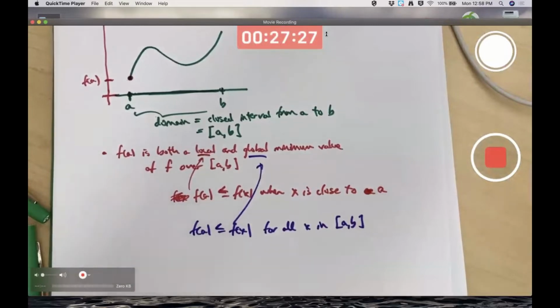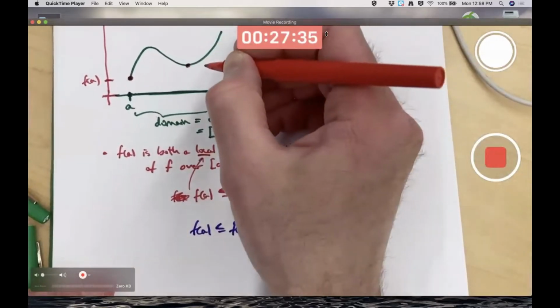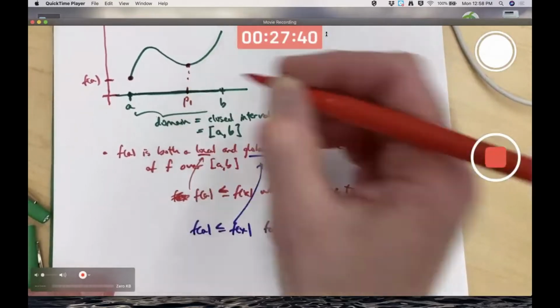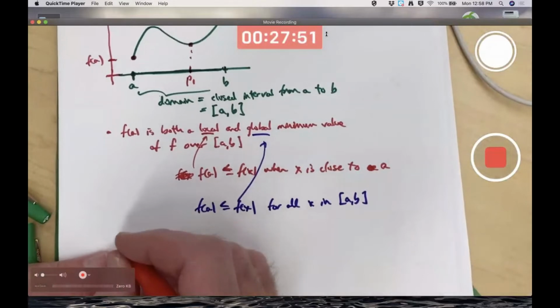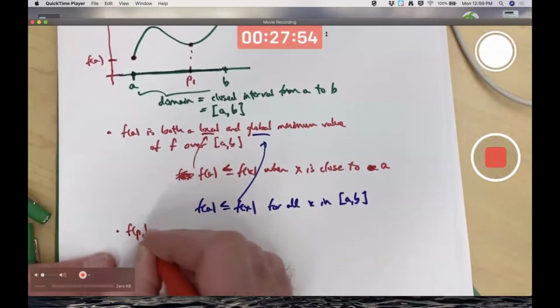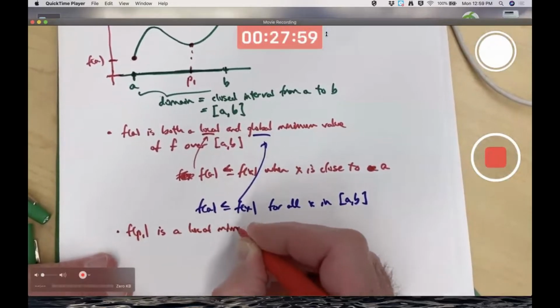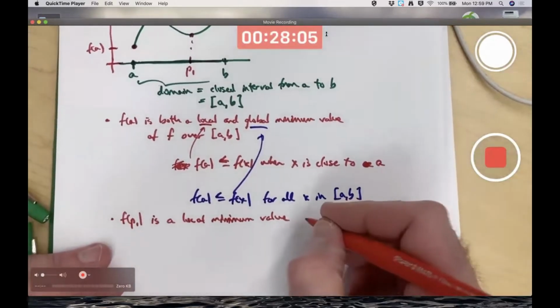But that's not the only place to have a local minimum. There's another local minimum where this function has a low point, like a valley here. It's like the bottom of a bowl, right there. We call that P1. There's going to be a P2, by the way, as well, and P2 is actually going to be less than P1, but f of P1 is a local minimum value of f.